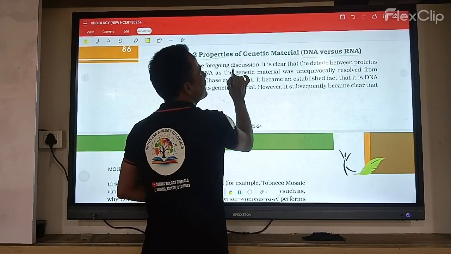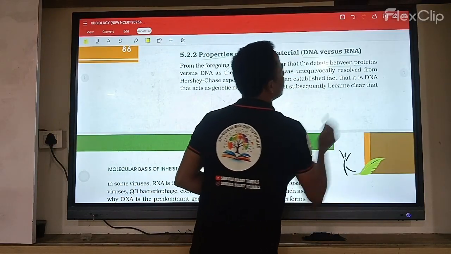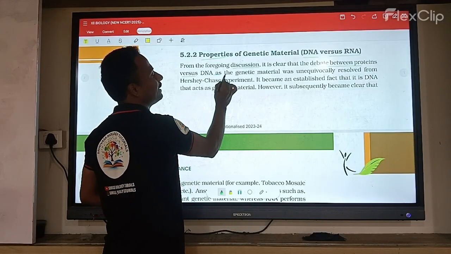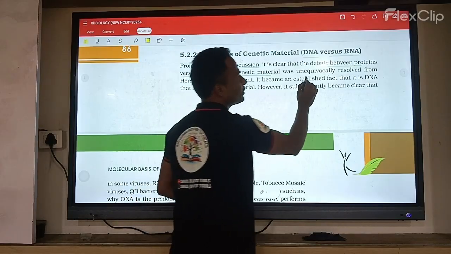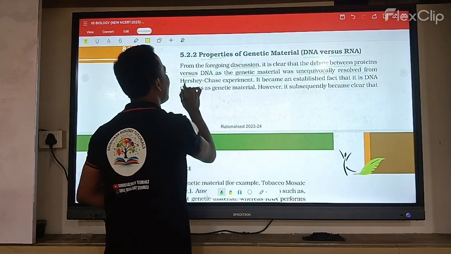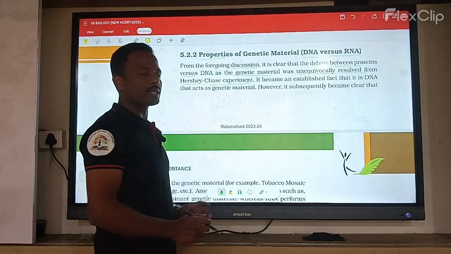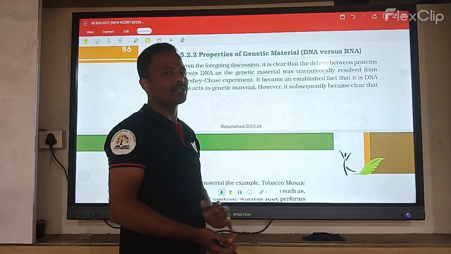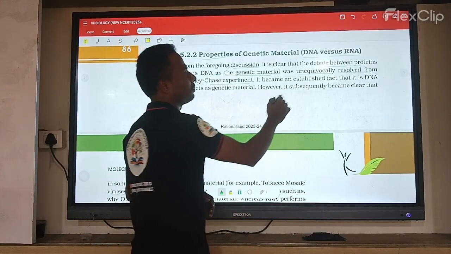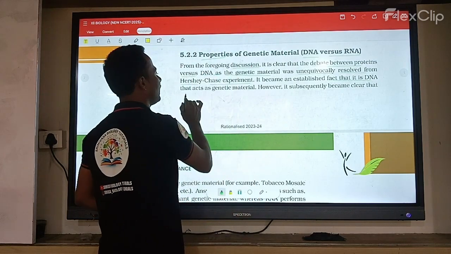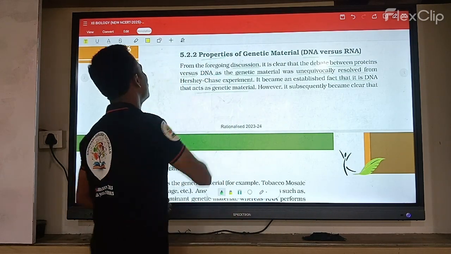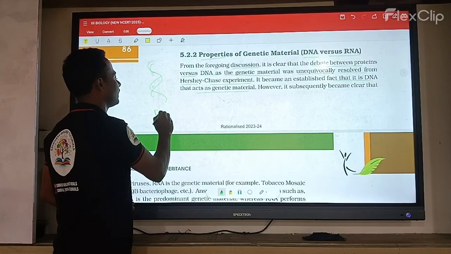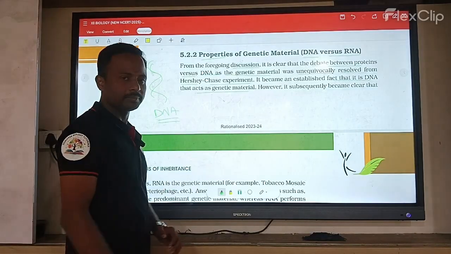From the preceding discussion, it is clear that the debate between proteins versus DNA as the genetic material was unequivocally resolved by the Hershey and Chase experiment. Hershey and Chase gave a clear experiment showing which one acts as the genetic material, and it became an established fact that DNA acts as the genetic material.